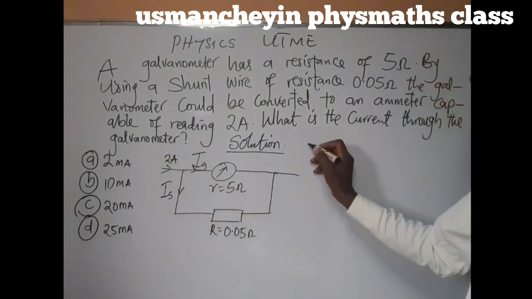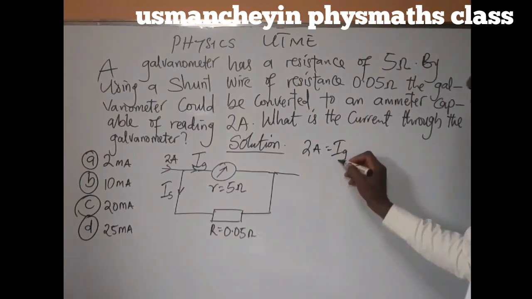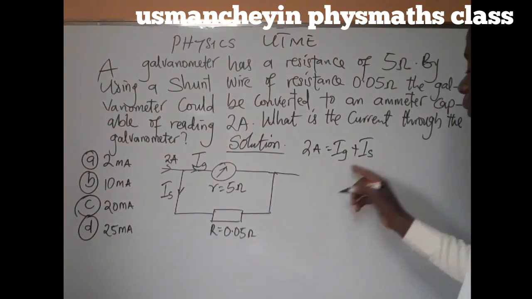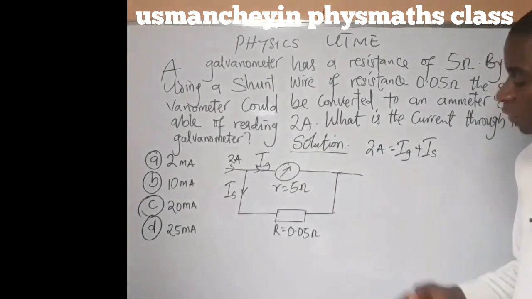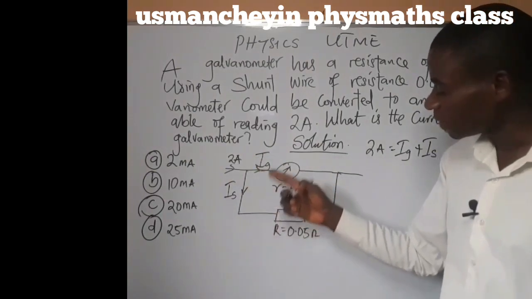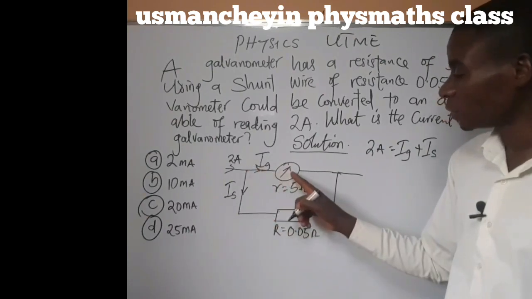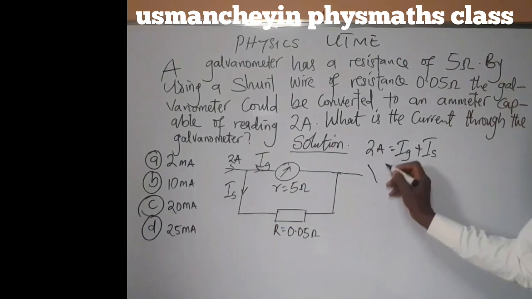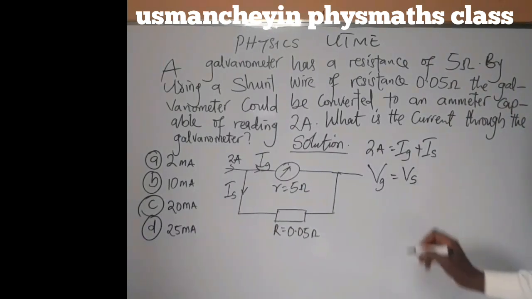Okay, so if that is true, I want you to remember that to find the total current in this circuit, we can say 2 ampere will be equal to I of galvanometer plus I of shunt. That is to get the total current in this circuit. What of the voltage? The voltage in this circuit. Remember that this is the parallel arrangement. So the voltage that runs through the galvanometer must be equal to the voltage that runs through the shunt. So we can say V of G must be equal to V of shunt.